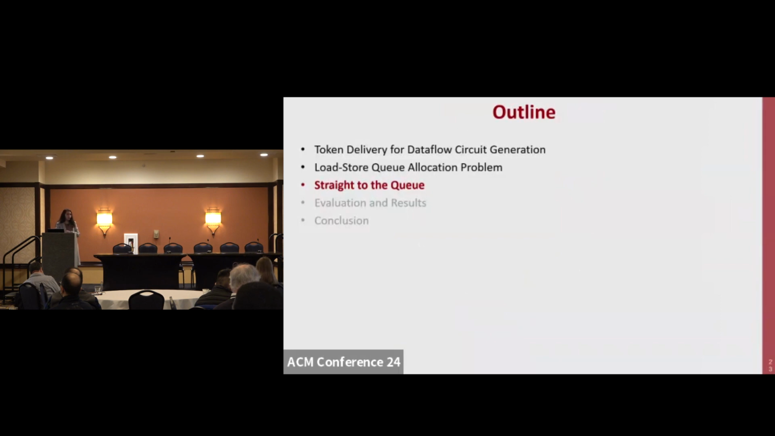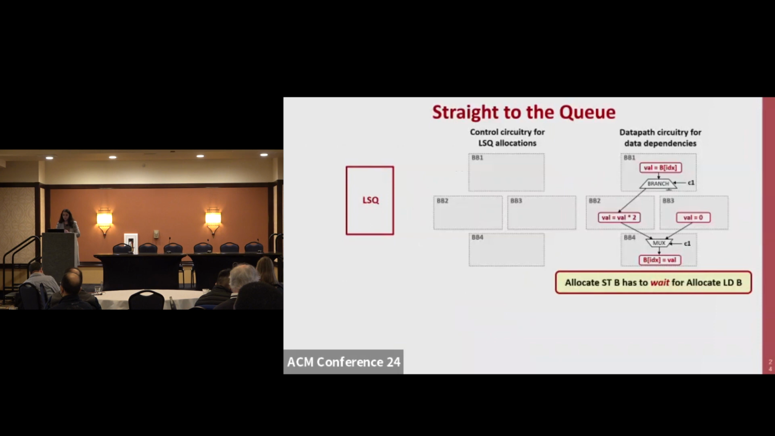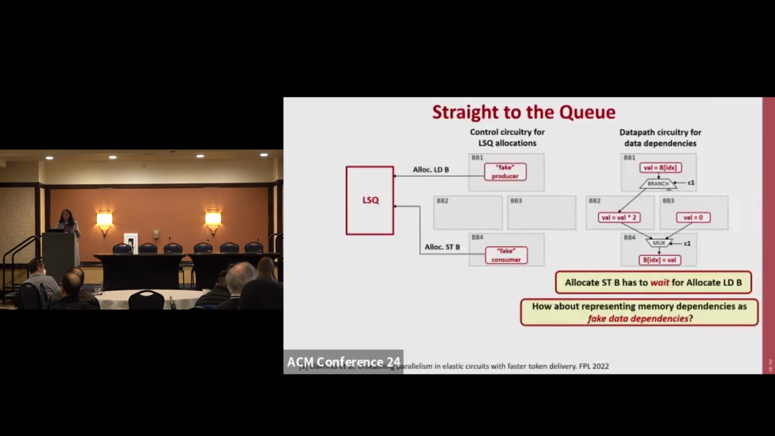And so let me elaborate how we systematically do this. This is our straight to the queue solution. The idea is as follows. In this example, the minimum thing required is that you allocate the store B immediately after the allocation of load B. So you can think of it as a producer-consumer relationship. If I have some producer that tells me, hey, I have successfully allocated the load B, and it's time now, you're safe to allocate the store B.